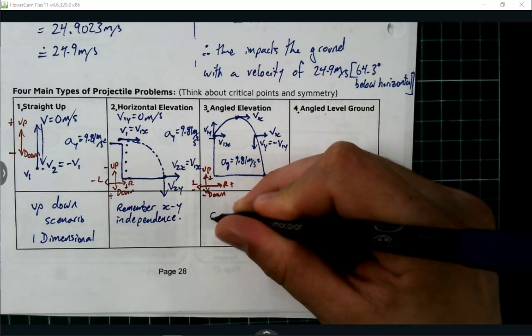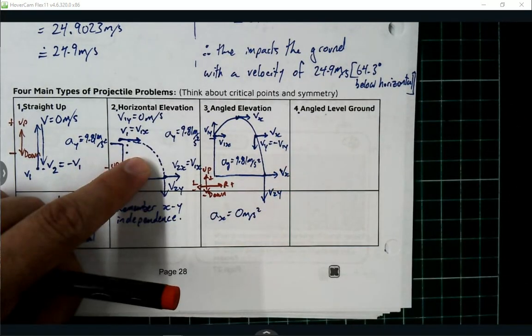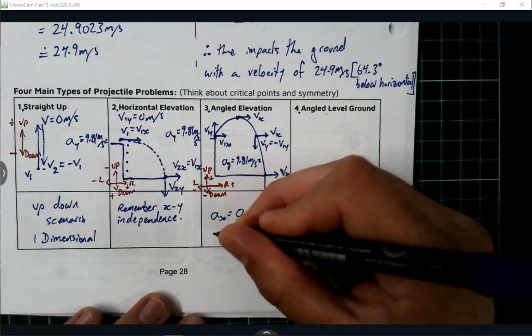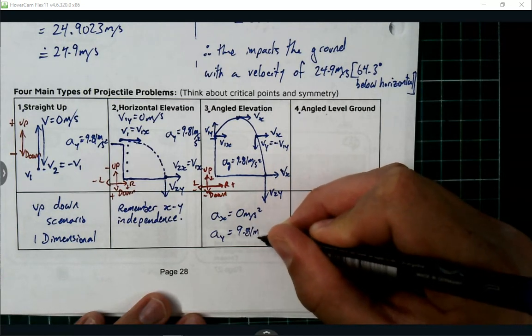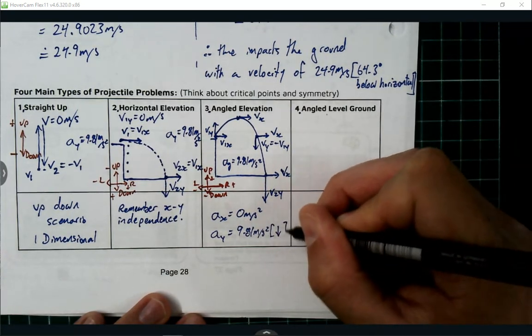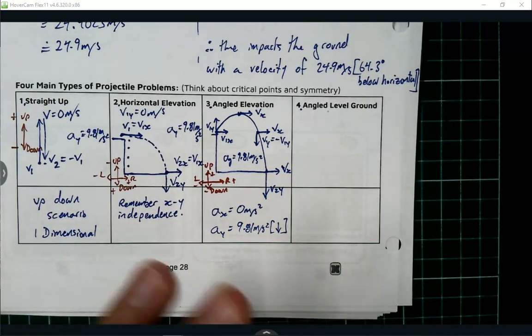I'll just draw attention to this. Ax is always equal to 0 meters per second squared, which is true over here, but I'm just leaving myself space to write it here. And acceleration y is always going to be that 9.81 meters per second squared down. And make sure that we don't mix those guys up. X's can only play with x's and y's can only play with y's.